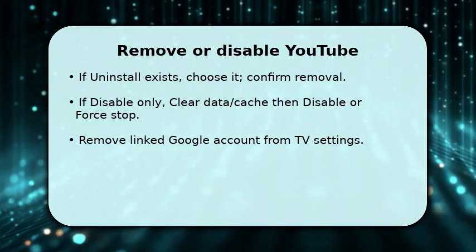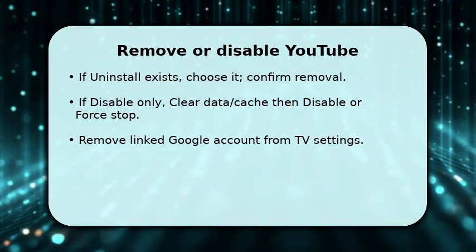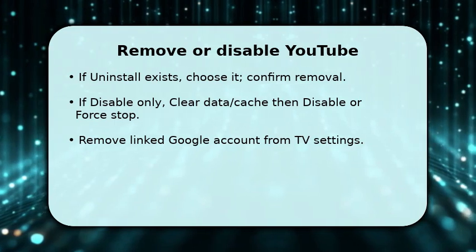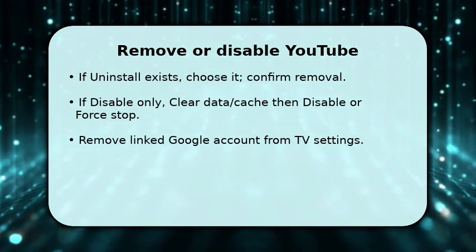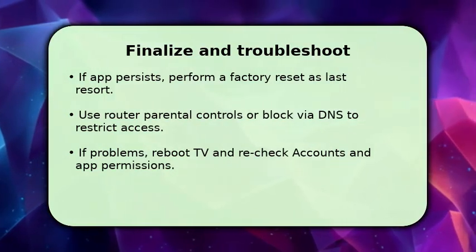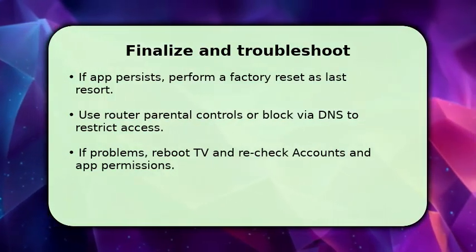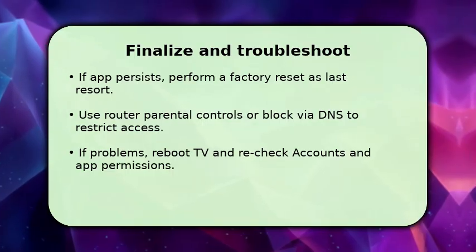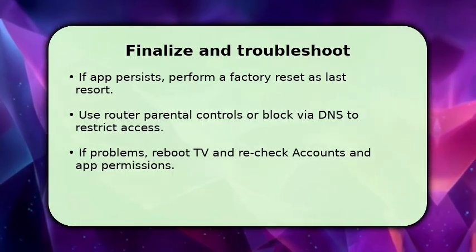You finish by verifying the app is gone and testing that YouTube cannot open. If it still appears, perform a factory reset only after backing up settings, because that reliably removes pre-installed links. Alternatively, block access using your router's parental controls or DNS filtering to stop the service.